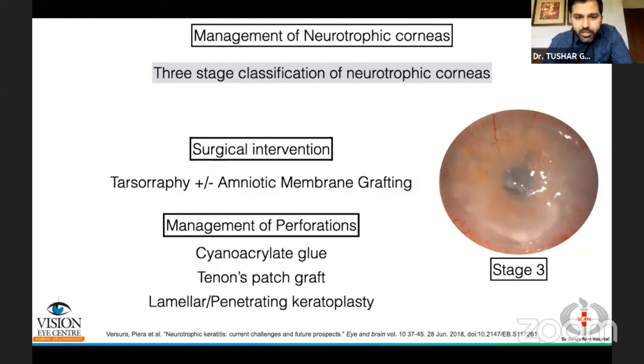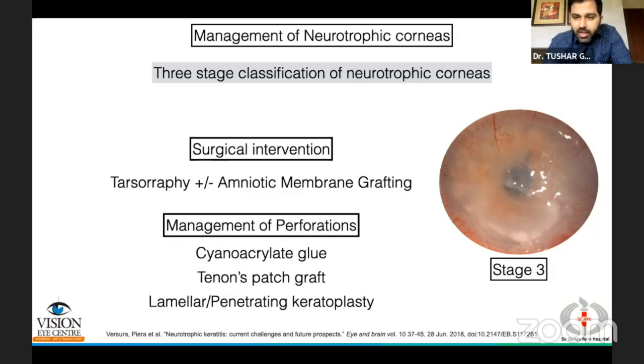The third stage is when the ulcer starts developing. You have thinning that starts, corneal melt starts. So there you need to intervene a lot more aggressively. Go in for tarsorrhaphy as soon as you can. Put in an amniotic membrane as well, because that really helps with the healing. And if you're getting close to having a perforation, try and prevent that first by using a cyanoacrylate glue, and manage perforations. If it's a small perforation, you can put a Tenon's patch graft there as well, in non-infective perforations.